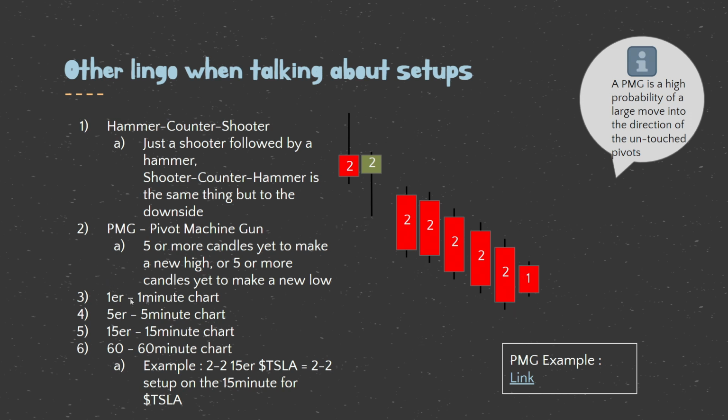Then we have the 1er, which is the 1-minute chart, the 5er, which is the 5-minute chart, the 15er, which is the 15-minute chart, and the 60, which is the 60-minute chart.